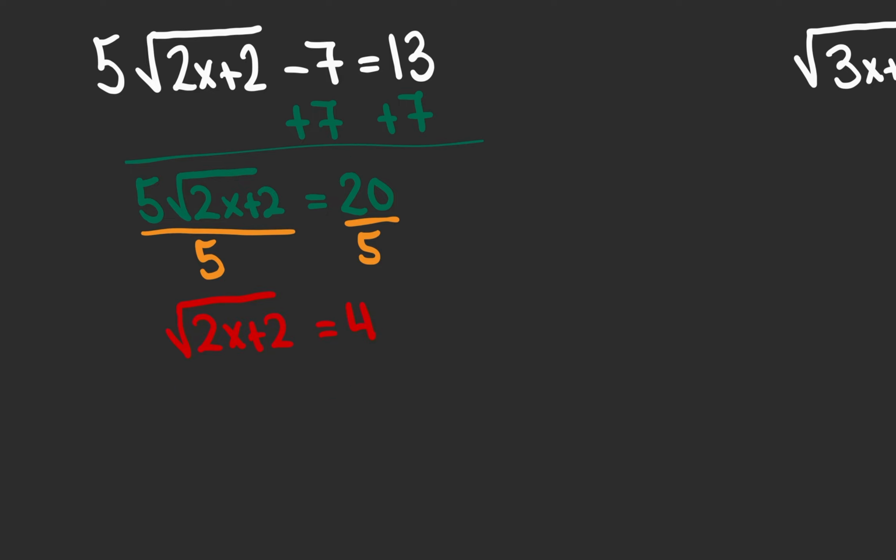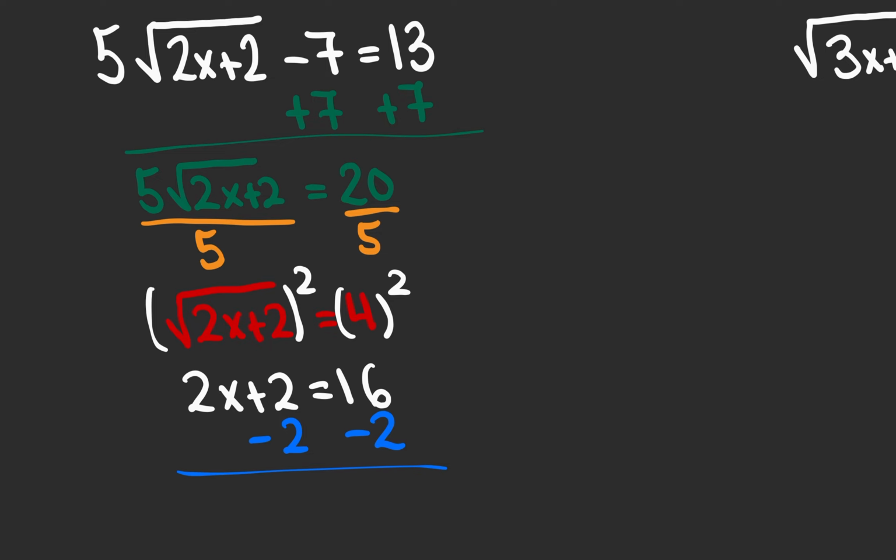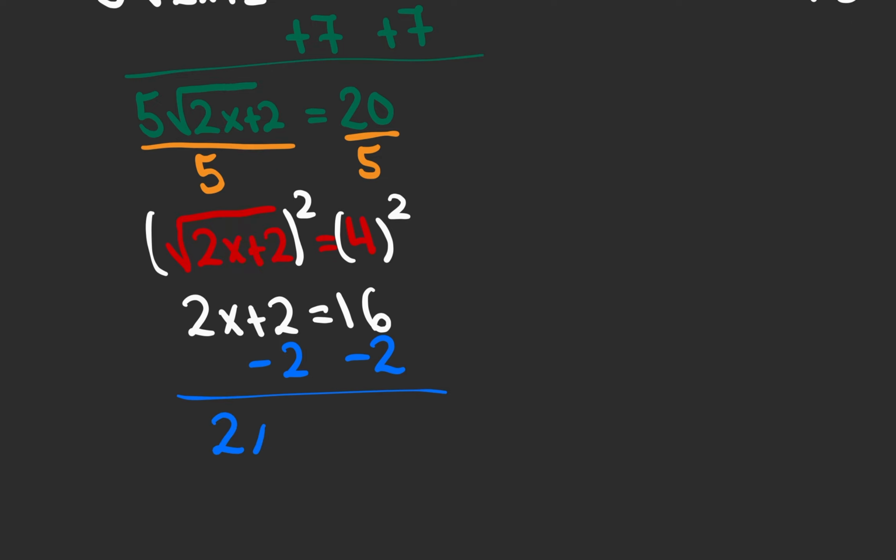I will then square both sides. This will now leave me with 2x plus 2 is equal to 16. I will then subtract 2 on both sides. And this will leave me with 2x is equal to 14. And finally, I will divide both sides by 2. And this will give me a final solution of x is equal to positive 7.